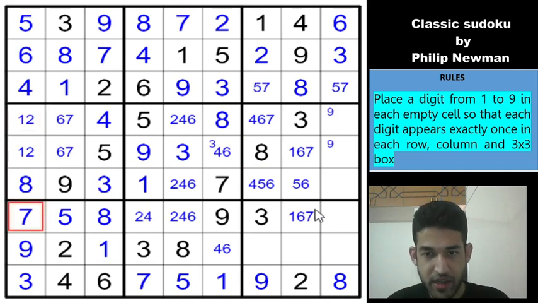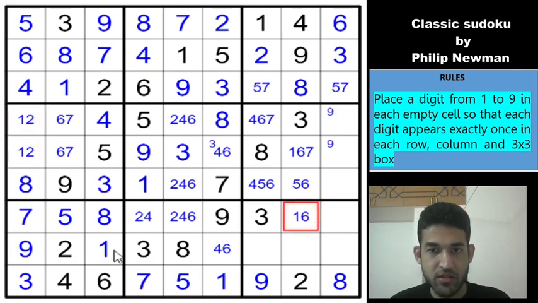Okay, there is a 7 here. I can remove the 7 from here. So I need to go over to this part of the grid now. Okay, we place the 4 here, right? We could remove the 4s from here and here.